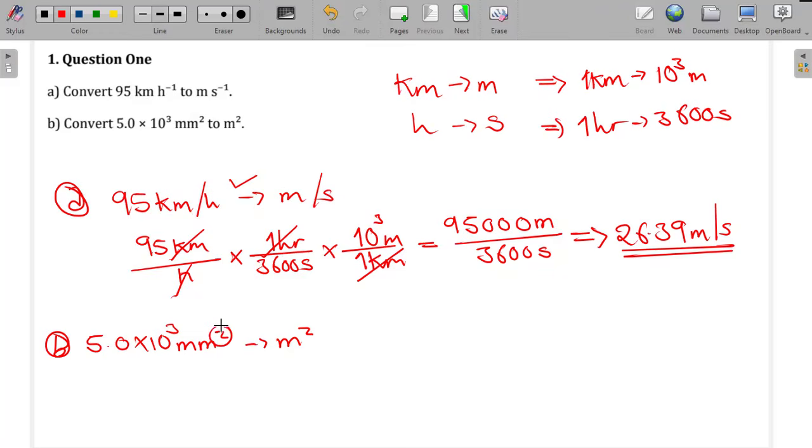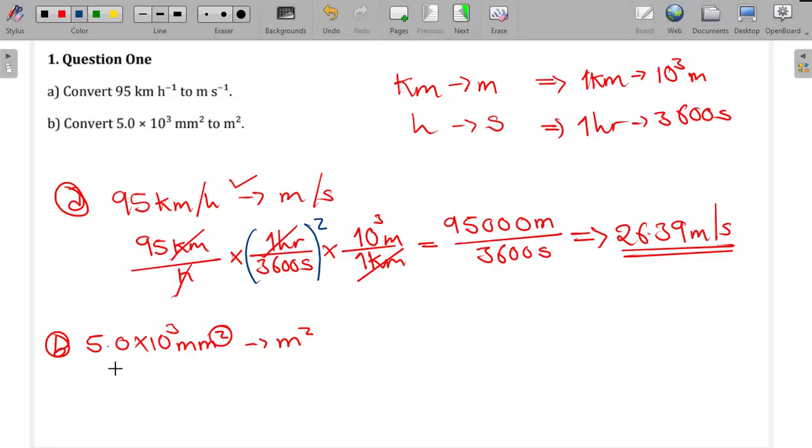The only thing you do differently is introduce that same power to your conversion factor. For example, in this particular case, if I wanted to convert into square meters, what was I going to do? I was just going to introduce a square to my conversion factor. As simple as that. It doesn't complicate anything in this particular case.